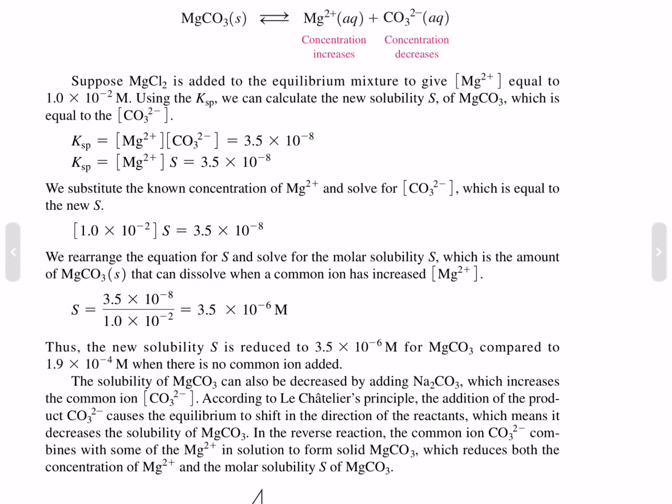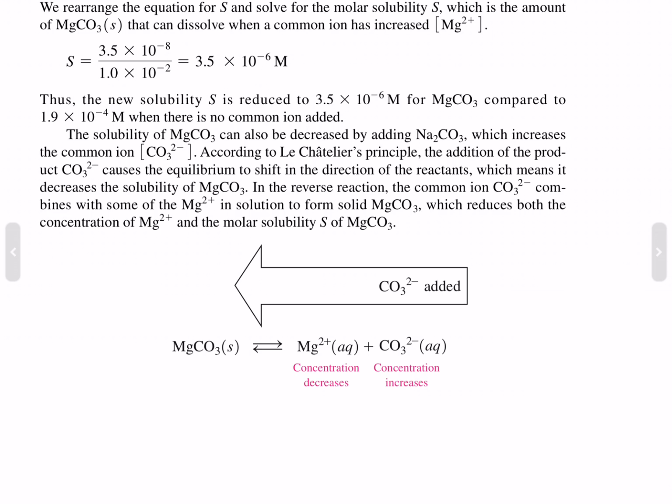The solubility of magnesium carbonate can also be decreased by adding sodium carbonate, which increases the common ion carbonate. According to Le Chatelier's principle, the addition of the product carbonate causes the equilibrium to shift in the direction of the reactants, which means it decreases the solubility of magnesium carbonate. In the reverse reaction, the common ion carbonate combines with some of the magnesium ion in the solution to form solid magnesium carbonate, which reduces the concentration of magnesium and the molar solubility of magnesium carbonate. So, depending on which common ion is added, it's going to reduce the solubility and drive it back to the solid form.